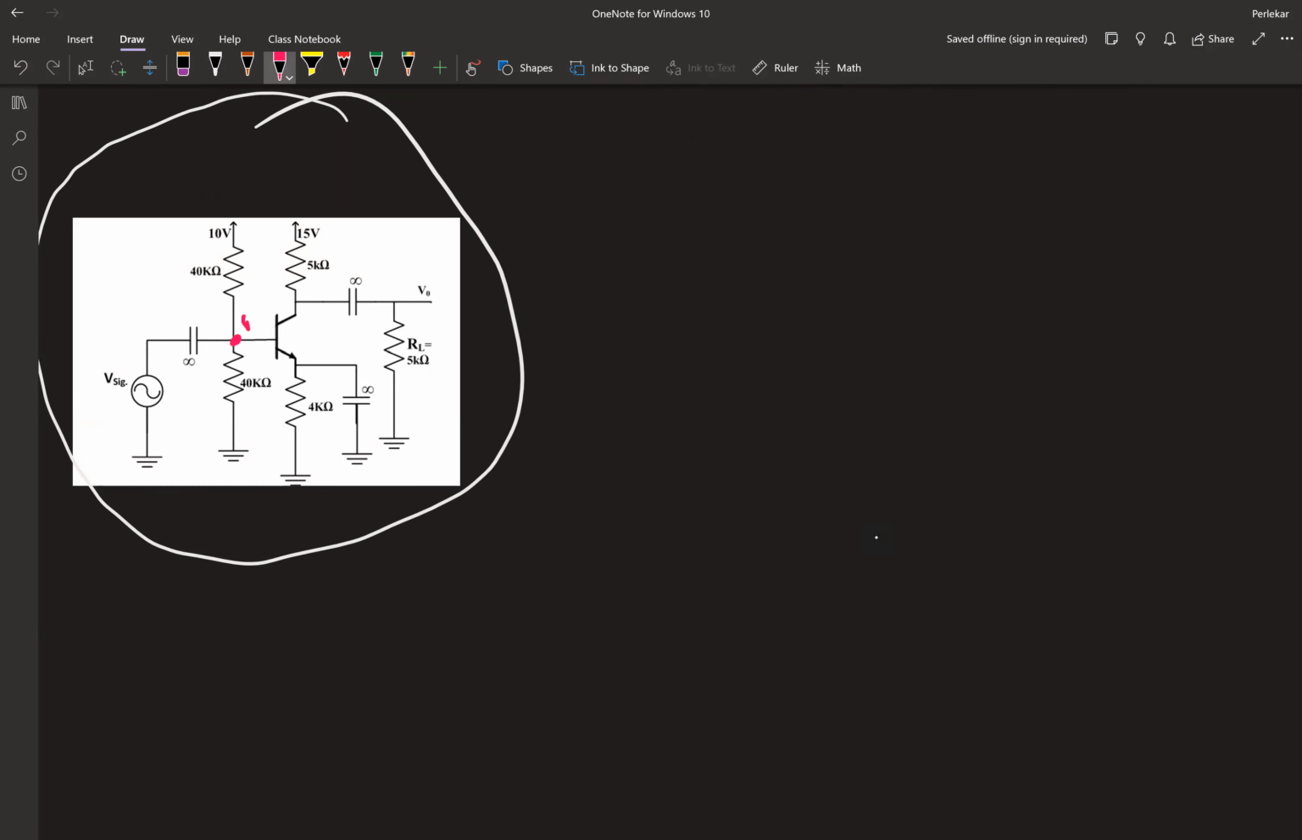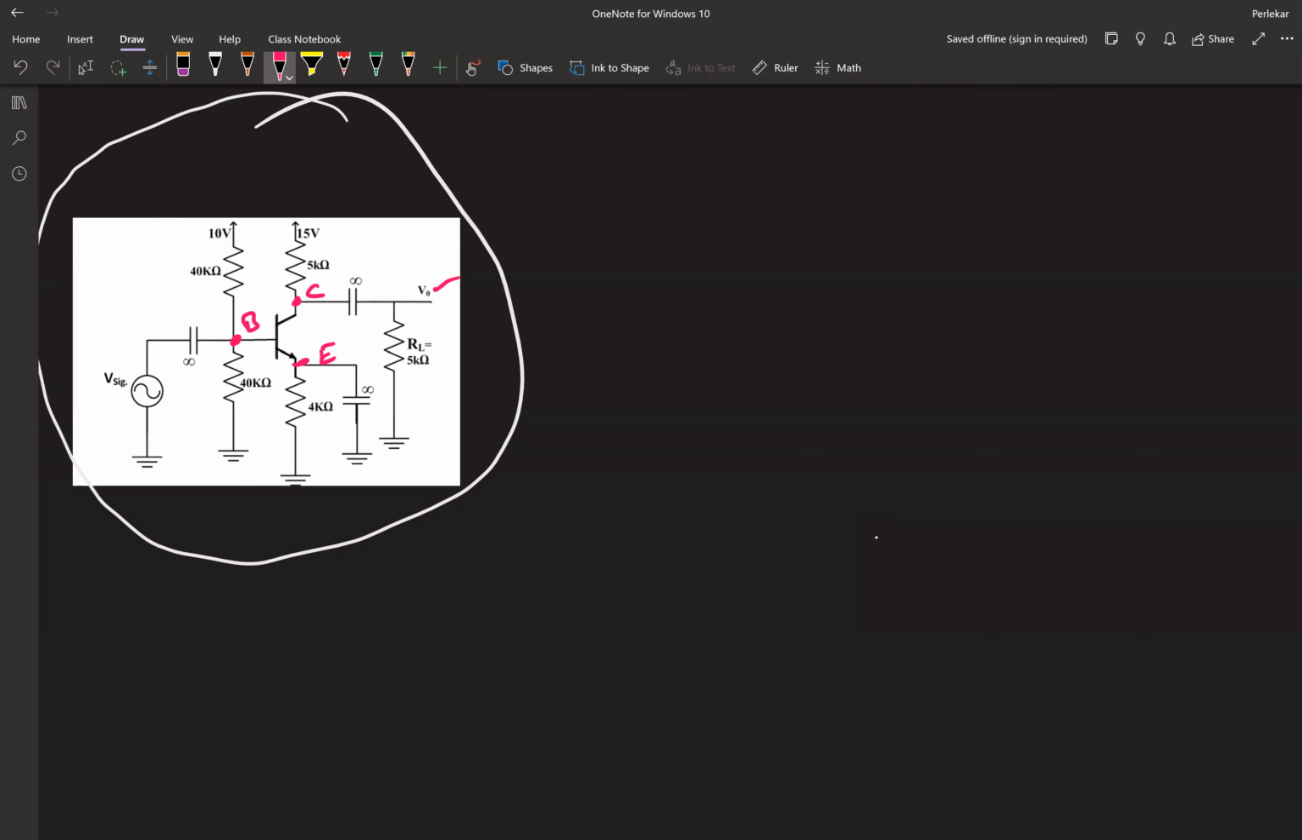So here is my base, here is my emitter, and here is my collector. Wherever you see V naught, that's the output. Output is connected to the collector, so that's not a common terminal. And input, always V signal, is connected to the base, so base is not a common terminal. So definitely this is a CE configuration, common emitter. The emitter terminal is common for both.